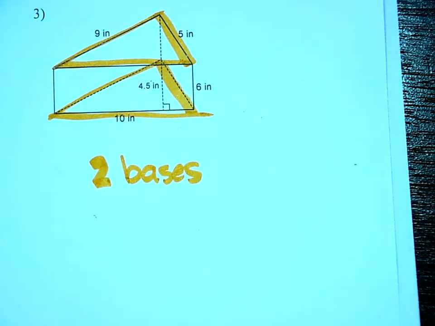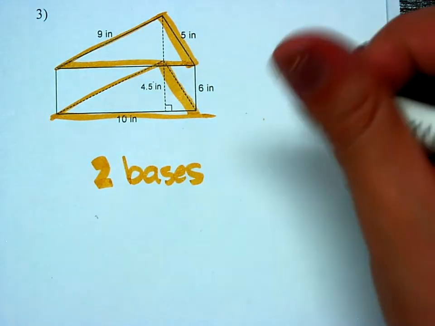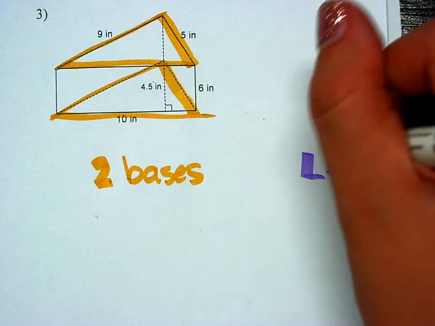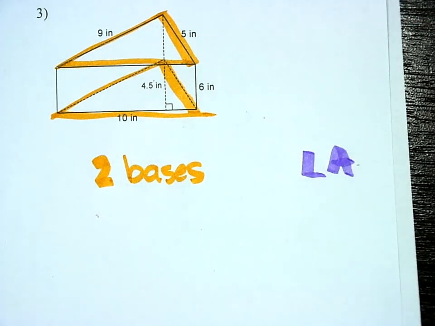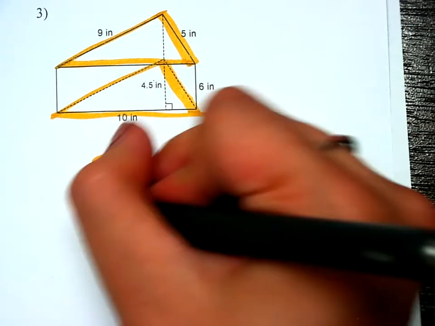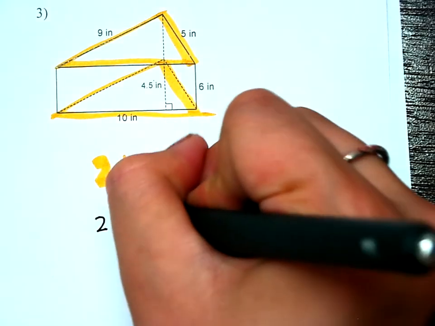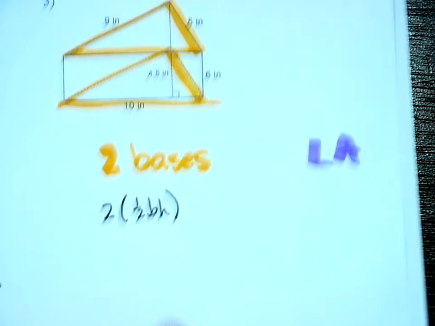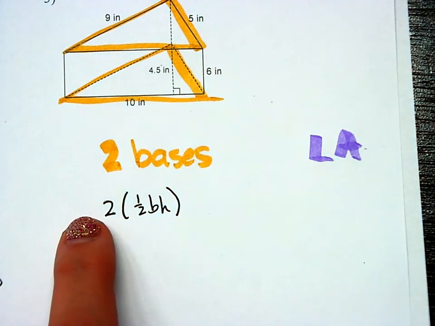And then we know we're going to add the lateral area. So we're going to put that off to the side. We'll do that in a moment. Okay, the two bases are triangles. So we've got 2 times 1/2 base times height. Remember, this is a triangle, and then we have two of them.